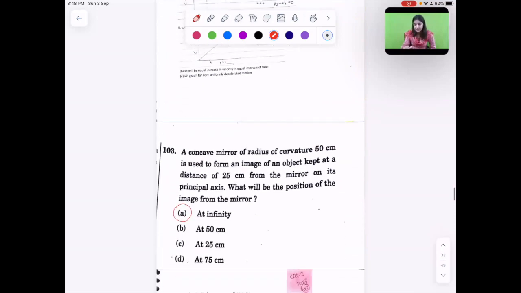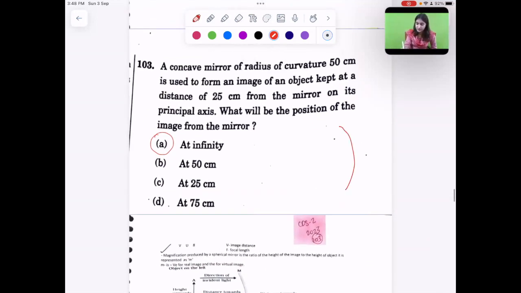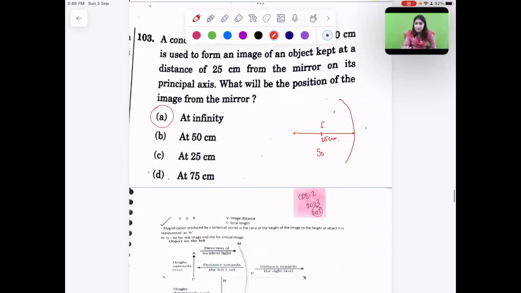Next, this question is from optics. For this question, you don't have to solve this. You just have to know the image formation cases, for which we did some tips and tricks also. So this is a concave mirror. Radius of curvature is 50 centimeter. That means focus is 25 centimeter. The object is kept at focus. So when the object is kept at focus, the image is formed at infinity. So option A. This is the only information you need to know to answer this question.